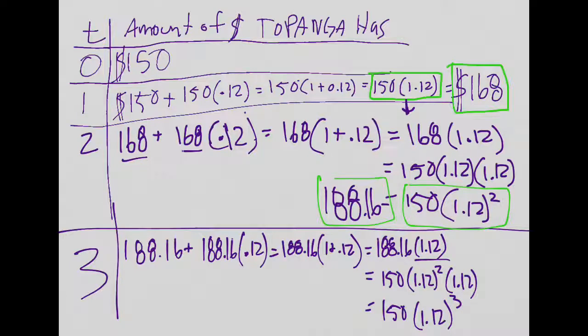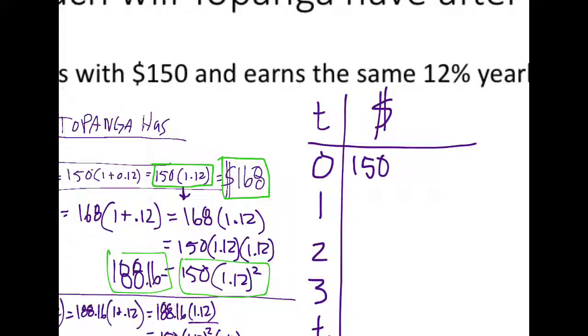It's going to be absorbed, and we can plug that into our calculator, and you will get $210.74. So after 3 years, she has increased the amount of money she has by a significant amount. So go Topanga. Congratulations to you for saving your money.